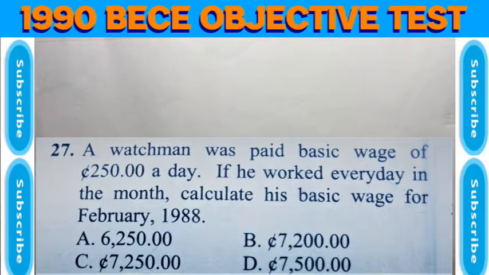Do we get it? So if it is 29 days in February 1988, and the man is paid every single day 250 cedis, it means you just have to multiply 250 cedis by the number of days that he works in that particular month for you to obtain his basic wage for that month. So this is just simple multiplication. Just multiply the number of days.